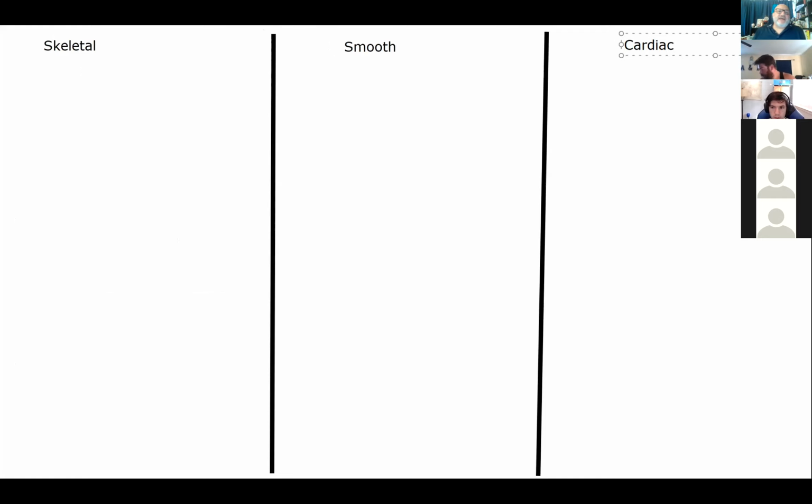So just like we talked about characteristics of all epithelial tissues, and then we talked about the specific types, and then we talked about characteristics of all connective tissues, and then the specific types, we're doing the same thing with muscle tissue. We've talked about characteristics of all muscle tissues, but now we're going to talk about the 3 specific types. Starting first with skeletal muscle. What would you say is the location of skeletal muscle?